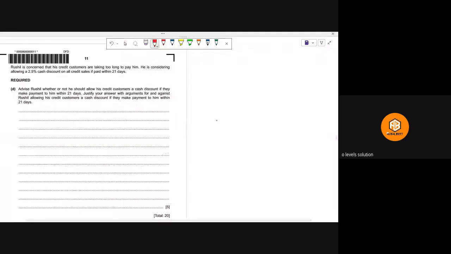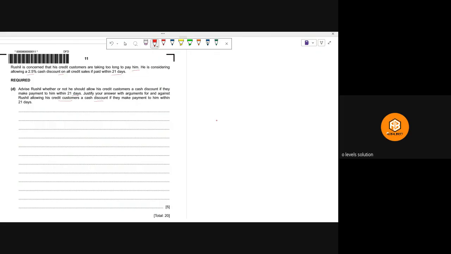Rushil is concerned that his credit customers are taking too long to pay him. He's considering allowing a 2.5% cash discount on all credit sales if they pay within 21 days. So we need to advise Rushil whether or not he should allow his credit customers a cash discount if they make payment to him within 21 days. We need to justify with the arguments for and against.